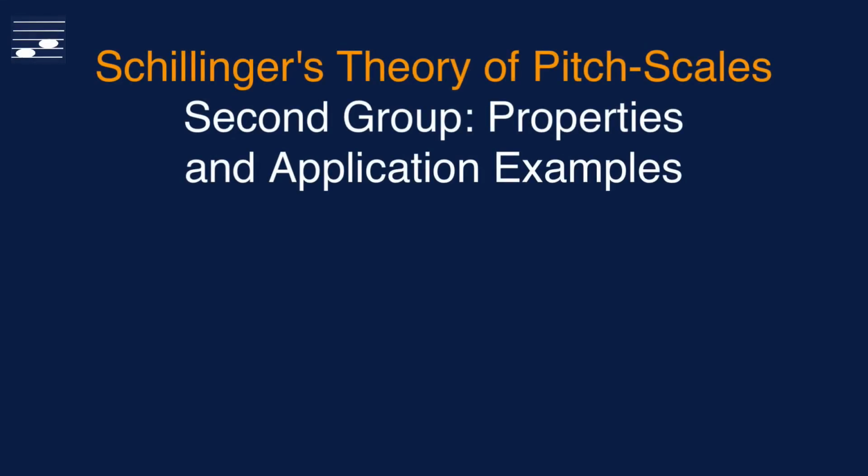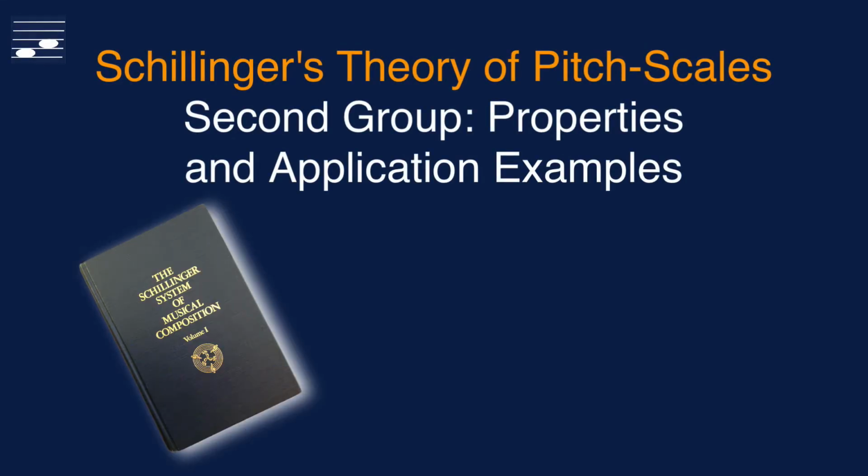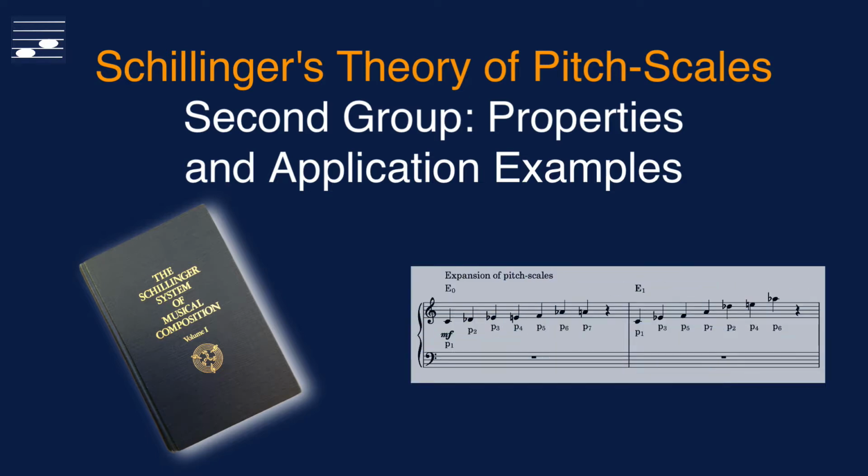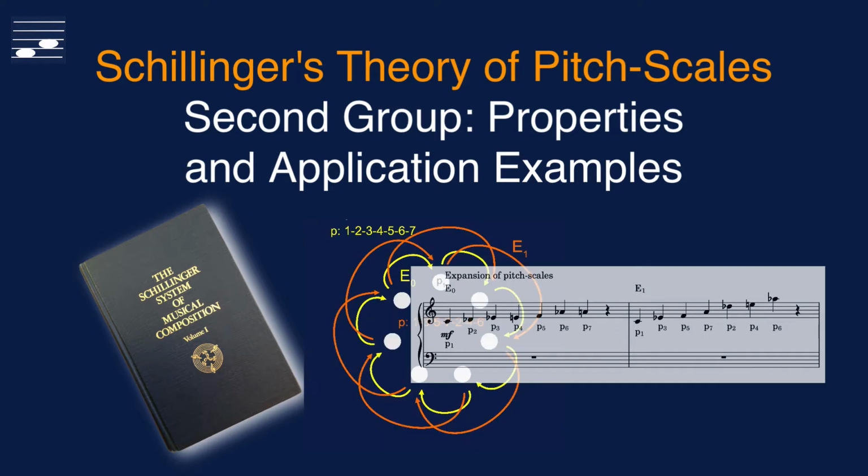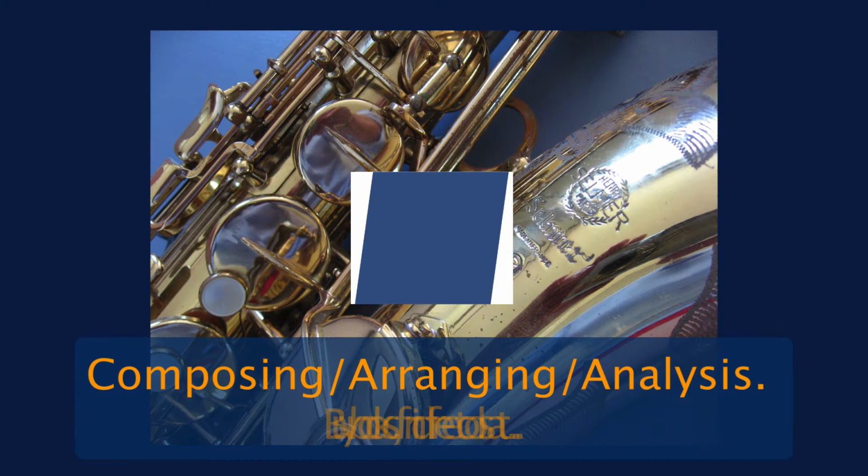Hello, let's continue our discovery of the Schillinger theory of pitch scales. This tutorial is about the second group. These diatonic scales have a single root and a range exceeding 1 octave. You'll learn their properties, the creation of a melodic continuity from these scales, and then study 3 application examples.